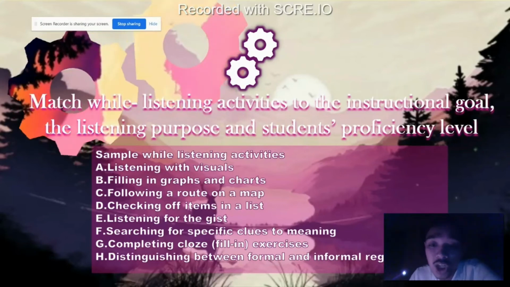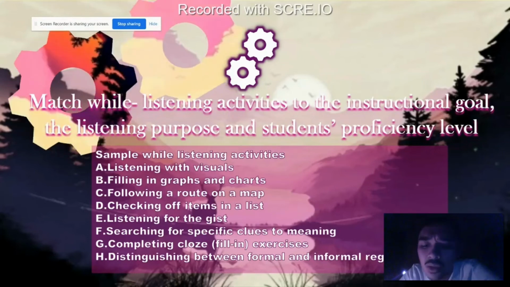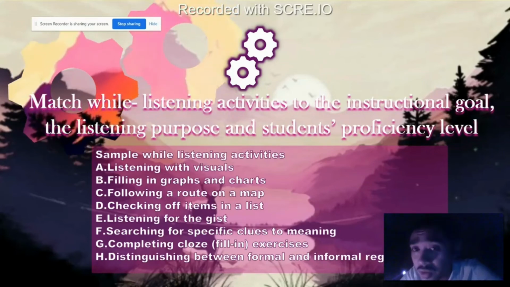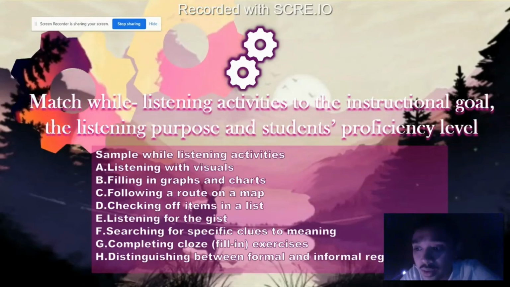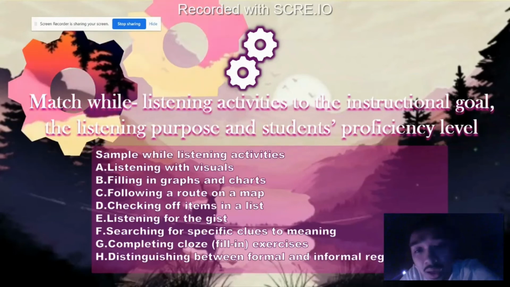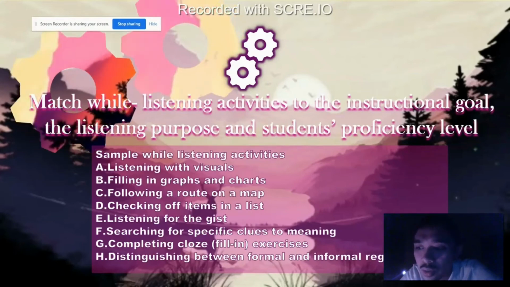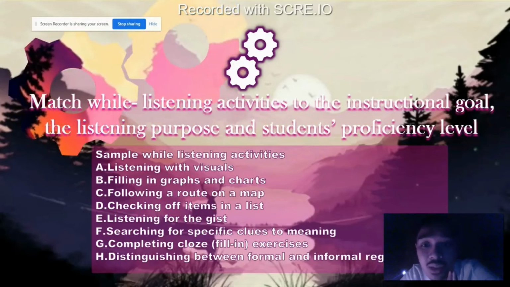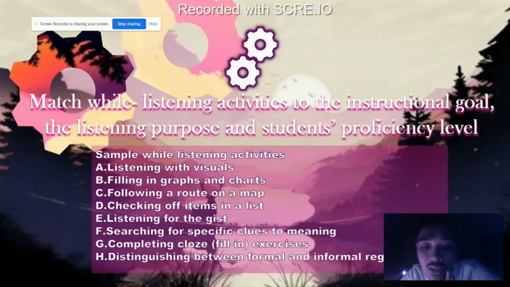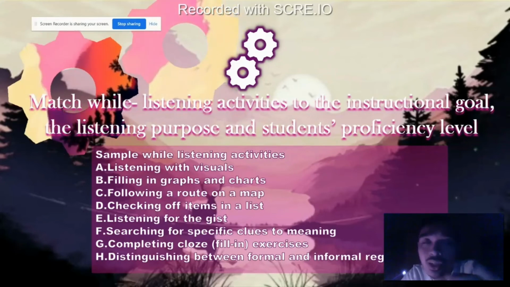And letter D, checking off items in a list. This can also be helpful when a sequence of events is expected, and like a bingo card, we can just tick off what has been done and we can expect what is to be expected.